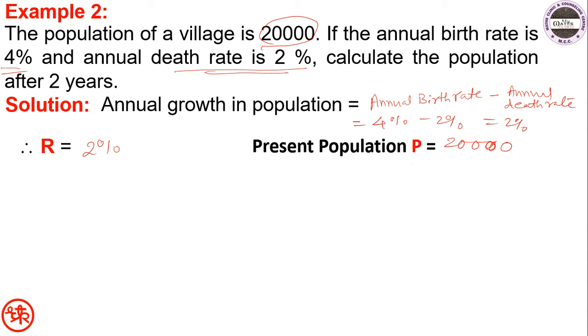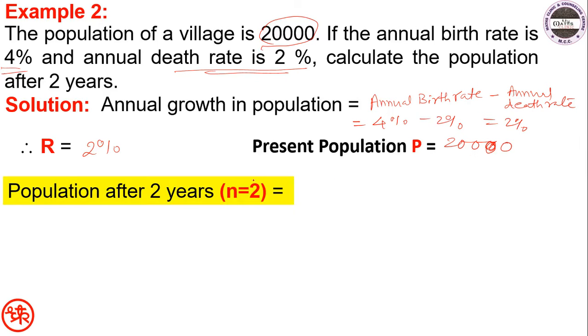Is that clear? It is 20,000. And therefore the population after 2 years, n is equal to 2. So what is the formula? P into (1 plus R by 100) raised to the power n. P is 20,000, and 1 plus R is now 2 by 100, raised to n is 2.